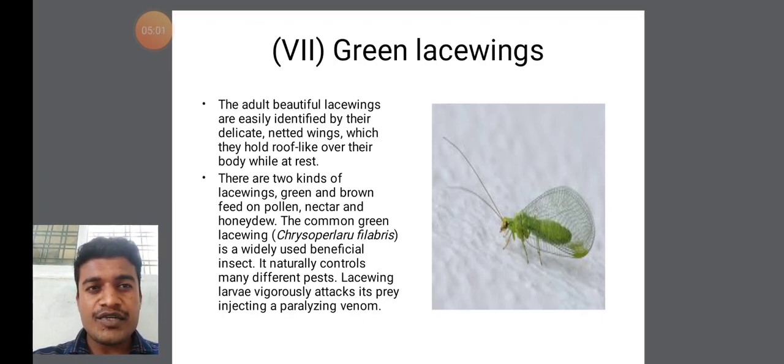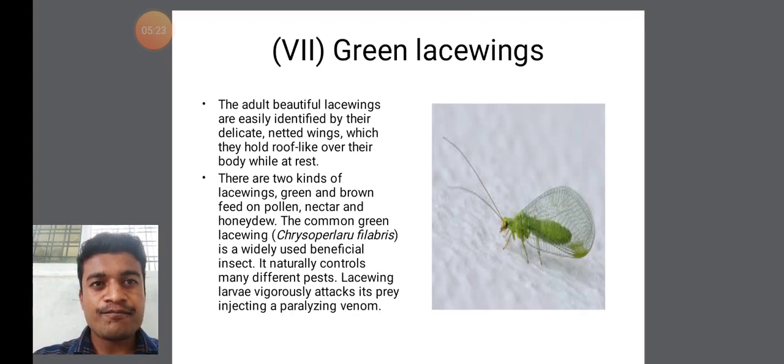There are two major kinds of lacewings, green and brown lacewings. Both types of lacewings feed on pollen, nectar, and honeydew, and some types of lacewings also eat the sugary excrement. The common green lacewing, Chrysoperla carnea, is a widely used beneficial insect. It naturally controls many different pests.